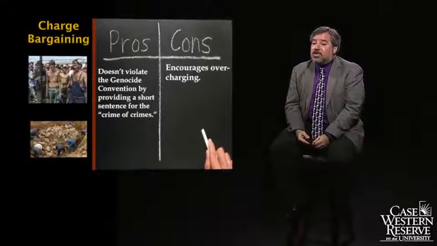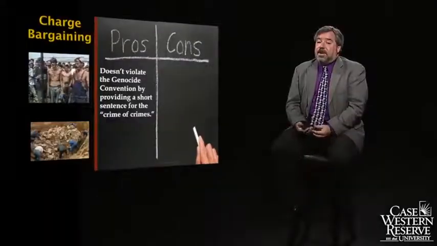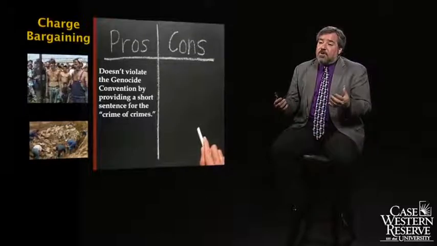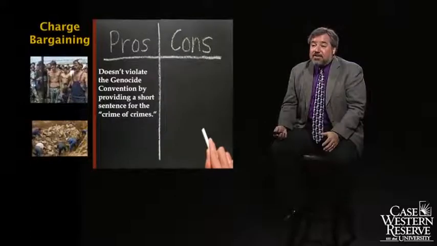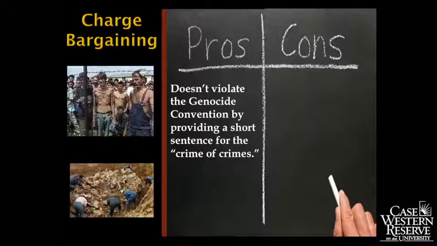One kind of plea bargaining is called charge bargaining. In charge bargaining, the prosecutor will say, you've been charged with genocide, but we'll drop your charge to crimes against humanity if you'll plead guilty. So let's look at the pros and cons of that kind of plea bargaining. The first is that if you are charged with genocide and they give you a tiny light sentence, that might violate the Genocide Convention that says you have to be prosecuted and given a serious sentence commensurate with the seriousness of the crime.